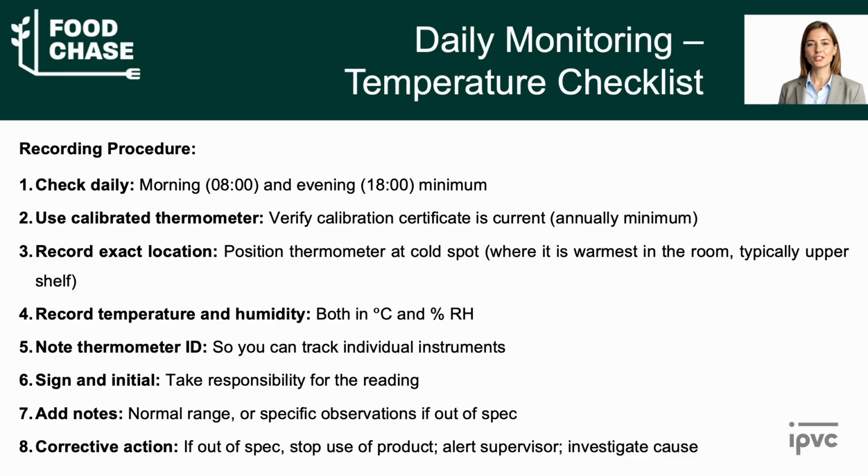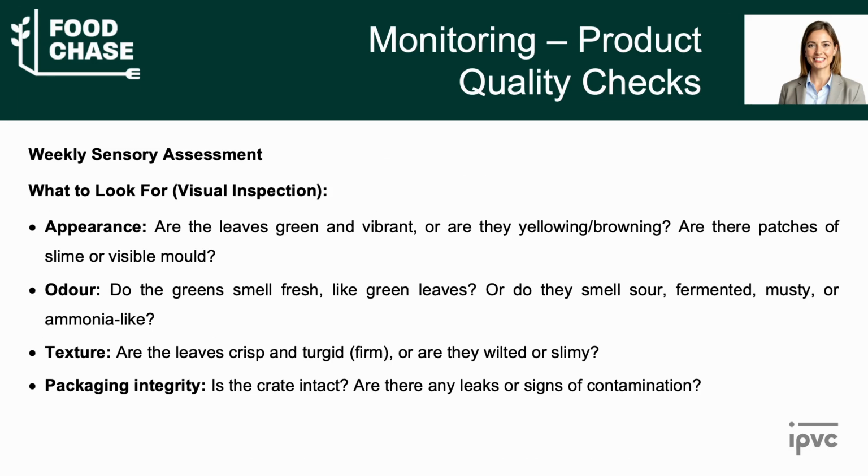Record temperature and humidity, both in degrees Celsius and %RH. Note the thermometer ID, so you can track individual instruments. Sign and initial. Take responsibility for the reading. Add notes, normal range, or specific observations if out of spec. Corrective action: if out of spec, stop use of product. Alert supervisor. Investigate cause. In addition to temperature monitoring, you also need to look at the product itself.